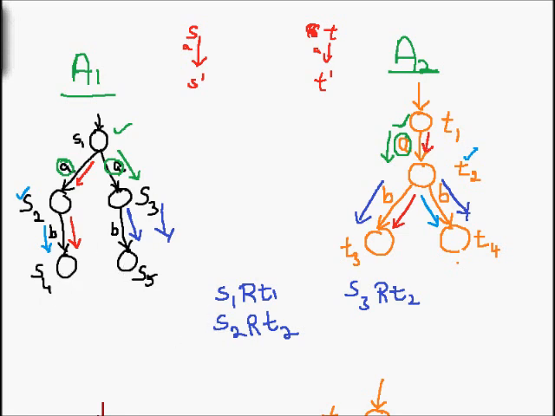Let me draw it again if you want. So S4 after S2 to S4, T2 to T3, no transition. Okay. S3 to S5, this one, no transitions. So I'll take S4 is related to T3 and S5 is related to T4.